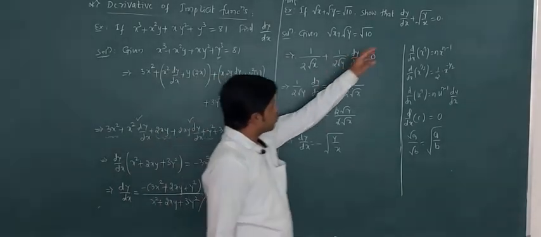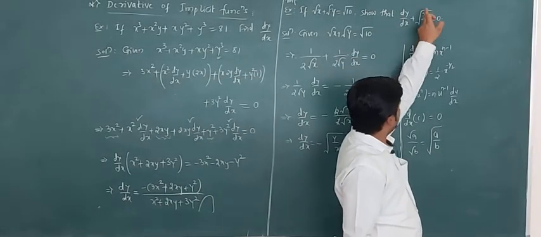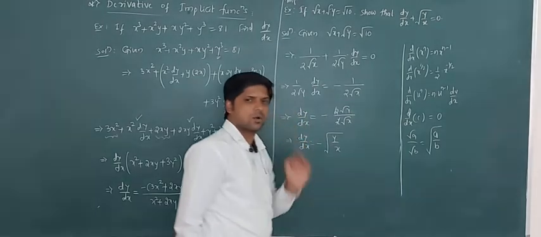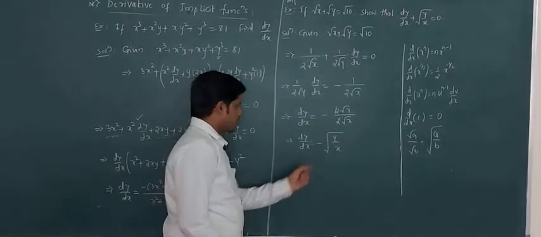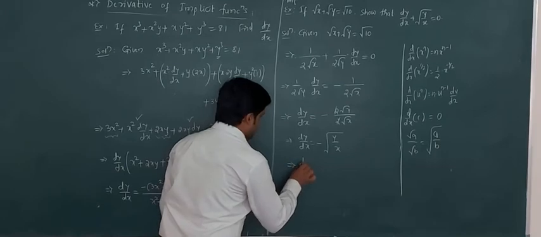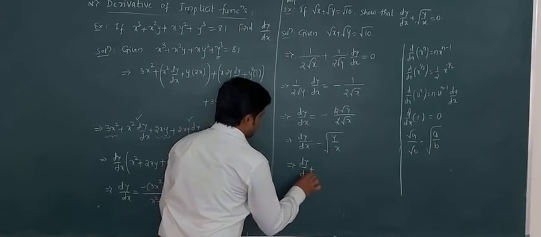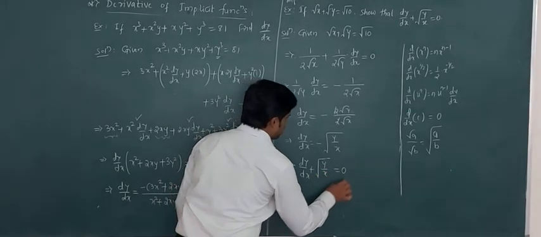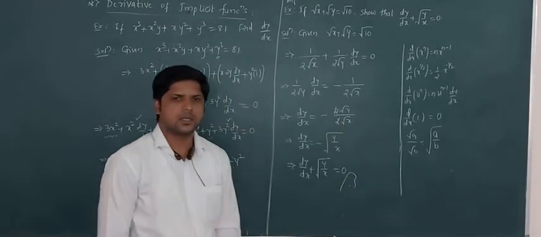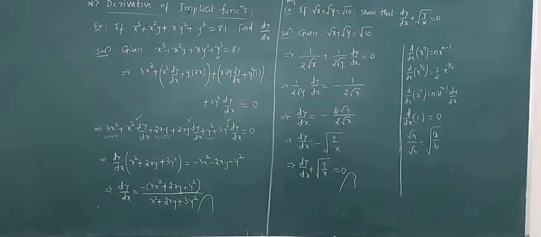So here we have to show that dy by dx plus root of y by x equal to 0. Now transfer this one to the LHS side, it will become plus. So therefore we get dy by dx plus square root of y by x is equal to 0. Hence the solution. Note it down.